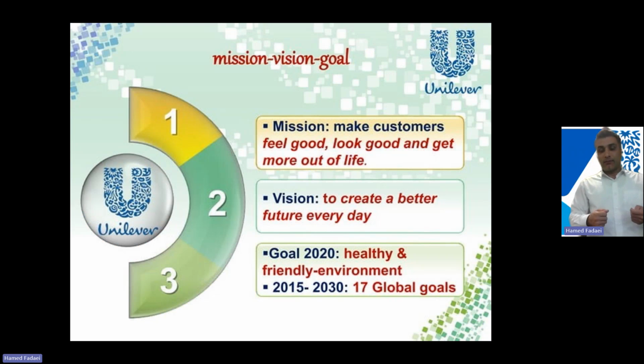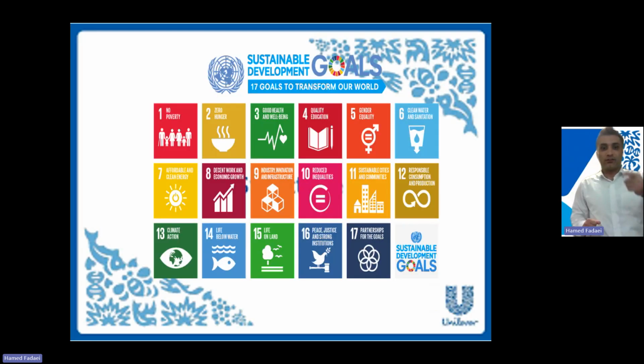In the next step, I'm going to talk about the mission, vision, and goals. First of all, the mission of Unilever is making customers feel good, look good, and get more out of life. And the vision is to create a better future every day. Goals in 2020 were healthy and friendly environments. And from 2015 to 2030, they provide 17 more goals. First of all is no poverty, zero hunger, and going on to quality education.